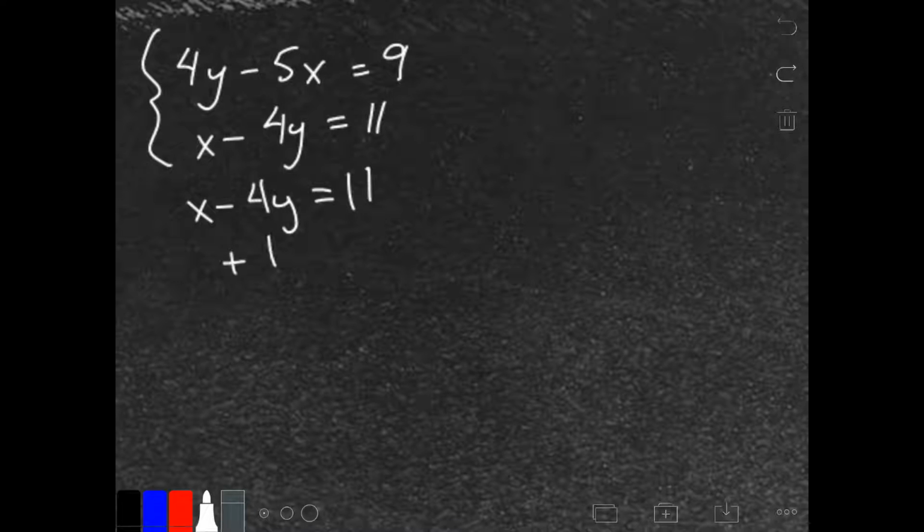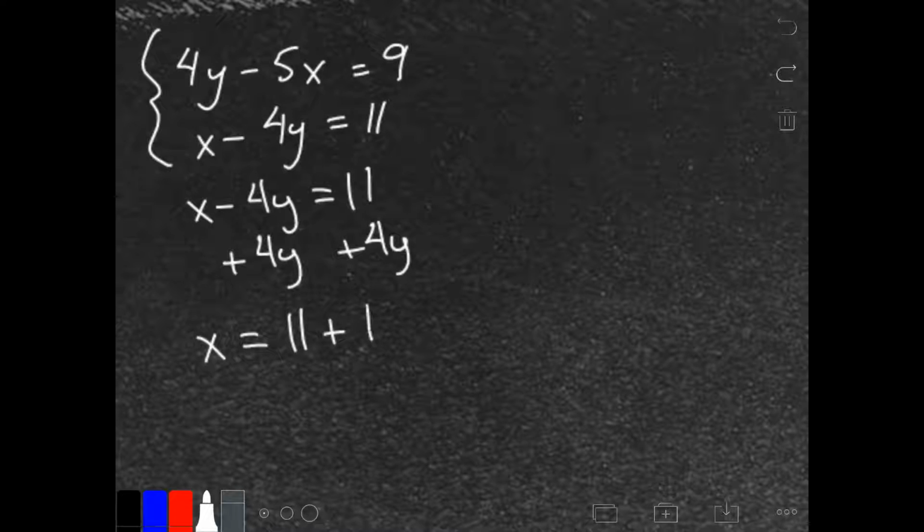I want to get rid of that 4y, so I'm going to add 4y to both sides. 11 plus 4y. I can't combine those because they are not like terms. But now I have a variable x all by itself and the expression 11 plus 4y. Well, I can take that 11 plus 4y, substitute it into x in the first equation.